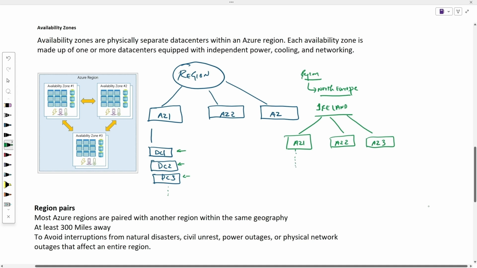Each availability zone will have multiple data centers: data center 1, data center 2. So similarly, each availability zone will have multiple data centers. We have already seen the components, the entities which go into the data center. It will be racks and racks of servers, networking devices, storage, connectors and cables, and power supply and cooling devices.